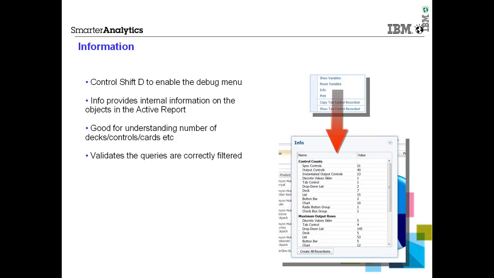So it basically gives you three things. It gives you the number of charts or lists or objects that you have created. It also gives you how many controls are there in the report, and it also gives you what is the actual record set in the report. So from that perspective, it is very important.